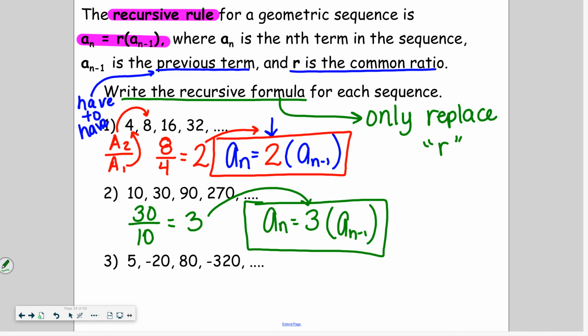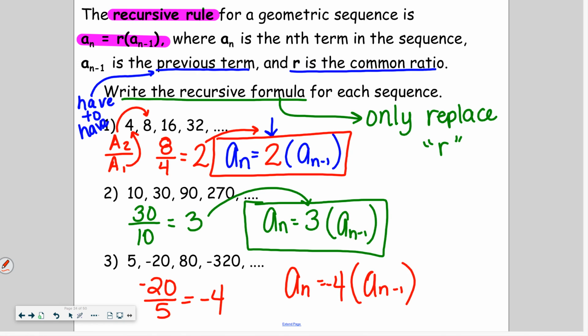All right. I want you to try the last one. So go ahead and try that. Pause the video, whatever you need to do to see if you get it. And then unpause to see if you get the same answer I get. So a sub n is equal to, we don't know R yet, and then a sub n minus 1 is multiplied. So negative 20 over 5. Don't forget that negative sign, so negative 4. So you should have, and let me write this a little bit better so that you can see that negative. There you go. A sub n.